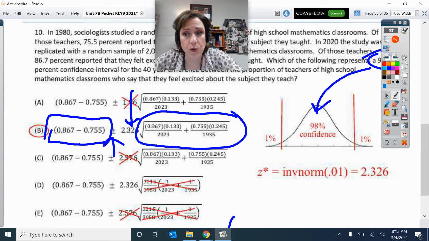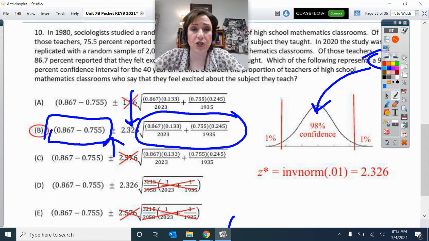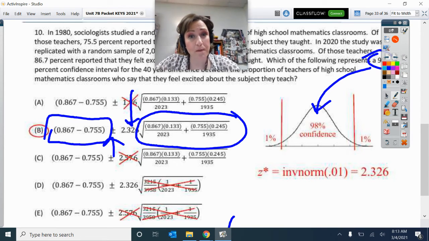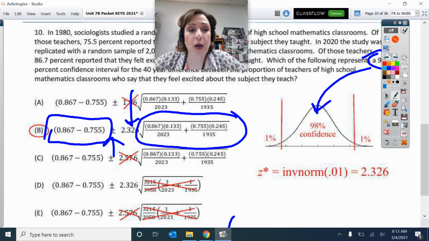So I inverse normed one tail. That's how I knew it was the 2.326. We actually kind of went backwards on that yesterday during the notes. Okay, I think that is all of the problems.